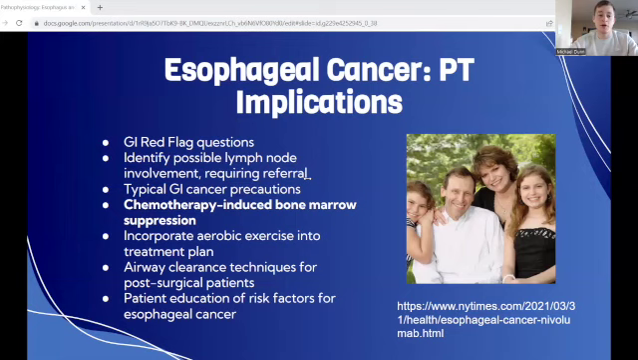So again, going back to Black men being at a higher risk for squamous cell carcinoma, and middle-aged white men for adenocarcinoma. And so I included this article. I just threw a link in there. It's from the New York Times a couple of years ago.